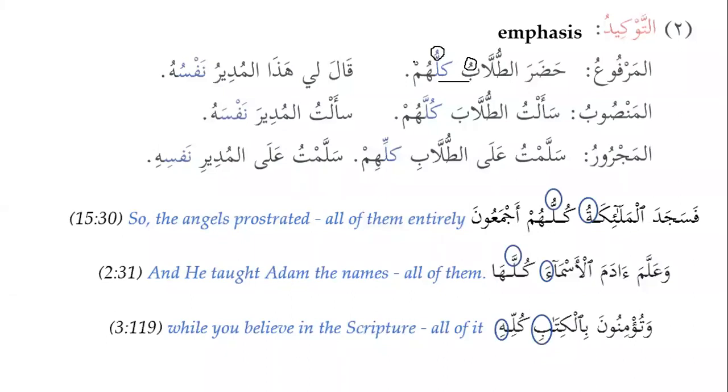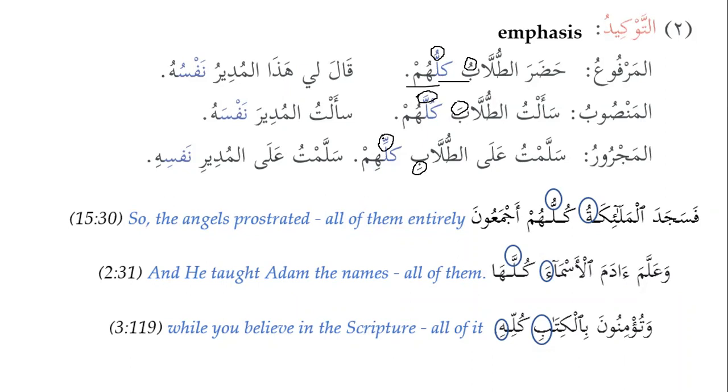Kullu, we know, is most of the time used as mudaf, mudaf ilayh. So kullu is the tawkid, and hum is the pronoun. Hadara at-tullabu kulluhum, all the students attended. Similarly, al-mansub: sa'altu at-tullaba kullahum. Because at-tullab is mansub, the irab of the word kullu is also mansub, kullahum. Al-majrur: sallamtu 'ala at-tullabi kullihim. Here it is also majrur.